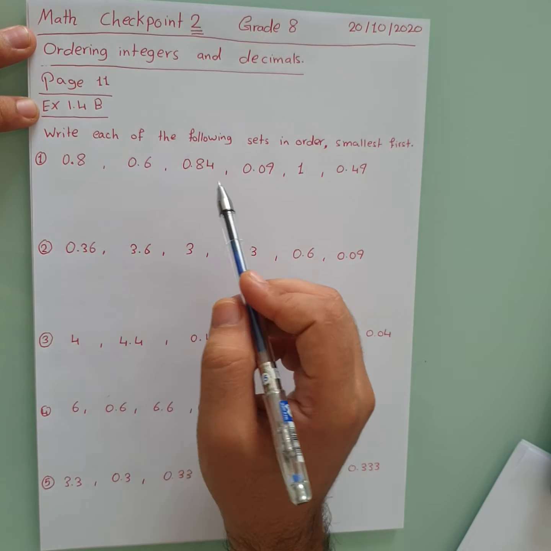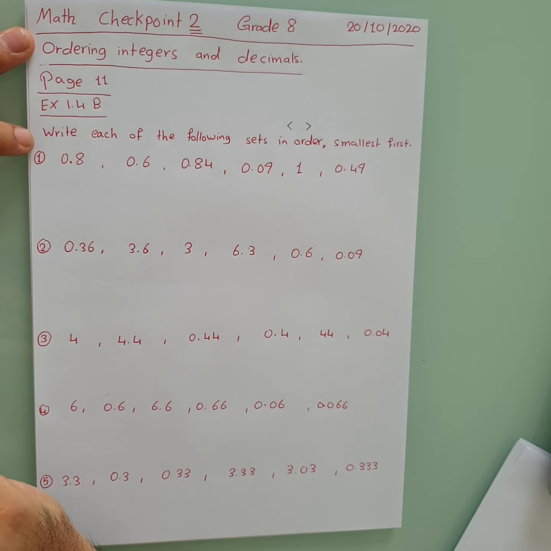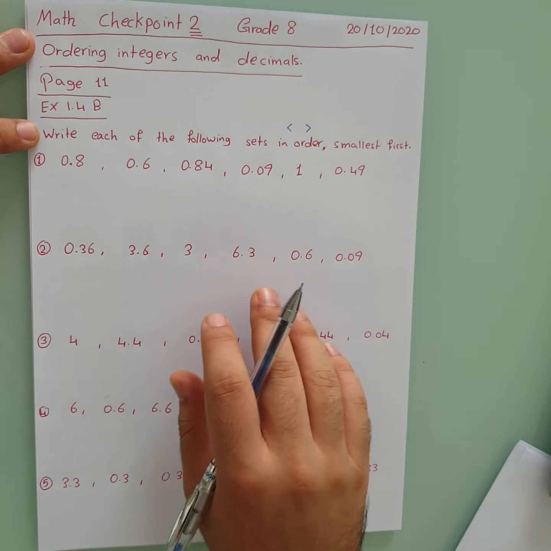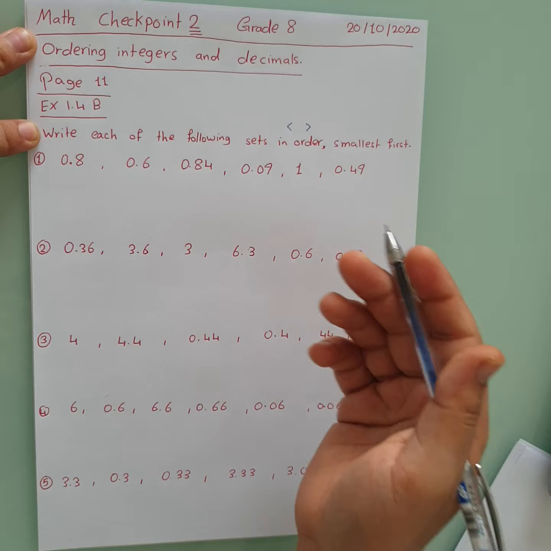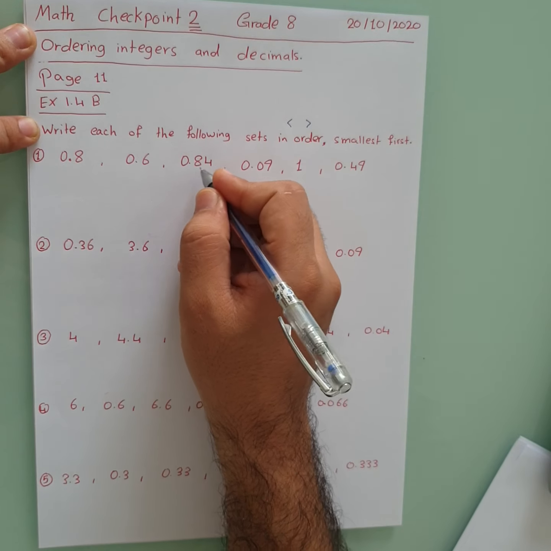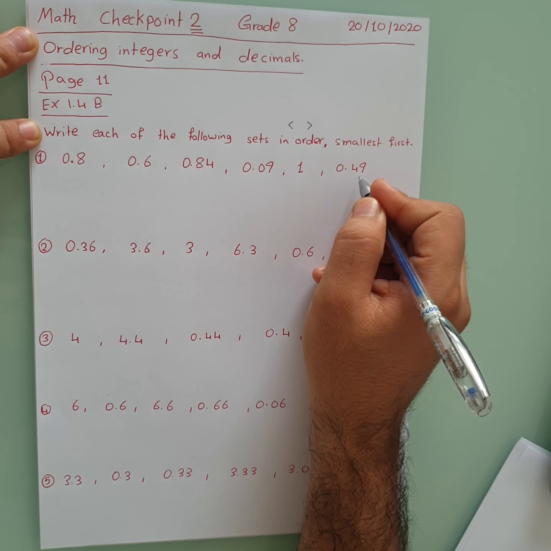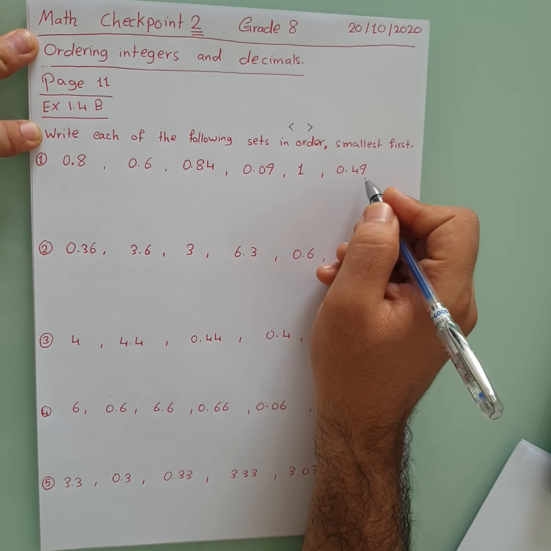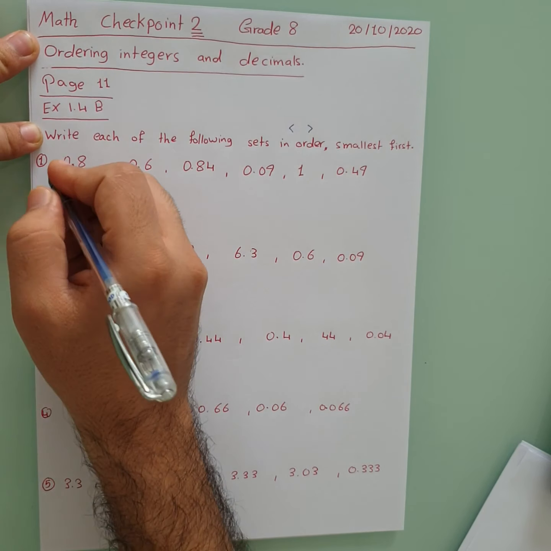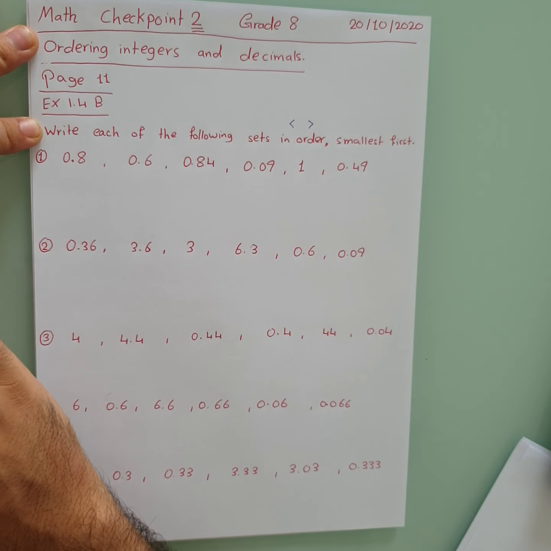So how to solve such a question, especially when I have, for example, here 0.8, 0.6, 0.84, 0.09, 1, and 0.49. My suggestion is to check all the numbers and find which one has the highest number of decimal places. This one has 2, this one none, 2, 2, 1, 1. So I'll make all of them have 2 decimal places. How to make them have 2 decimal places? You just keep adding 0, because it doesn't affect the number at all.